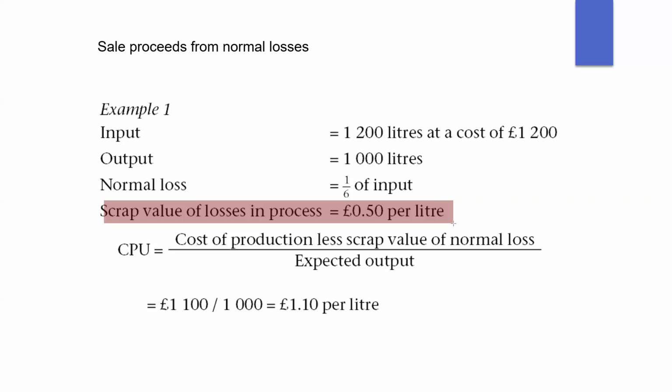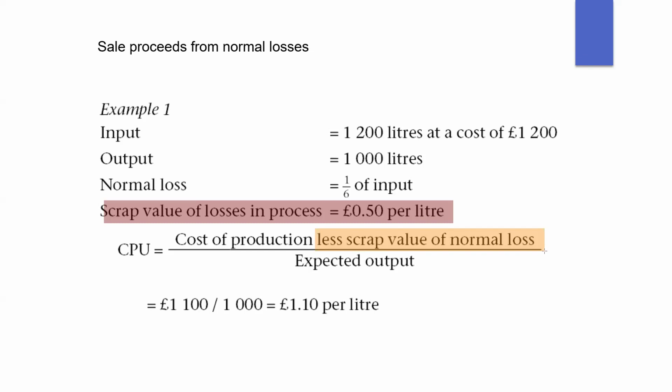Now, when we can sell the normal loss and earn a scrap value, the cost per unit calculation differs. From the cost of production, what we are going to do is deduct the scrap value of the normal loss. I have highlighted it in orange color. You can see it clearly.